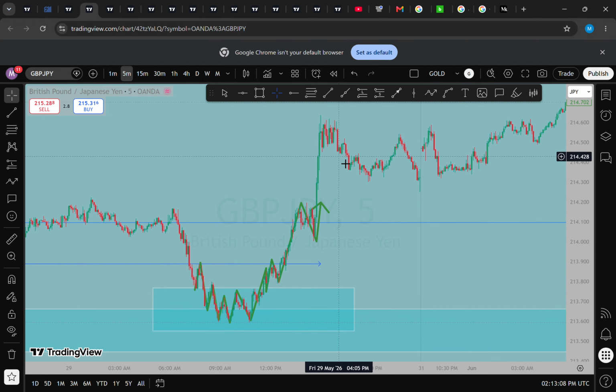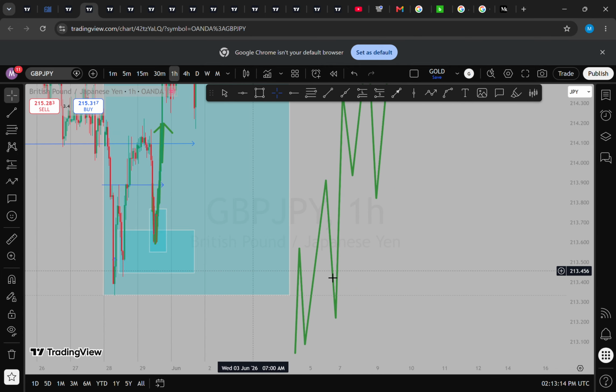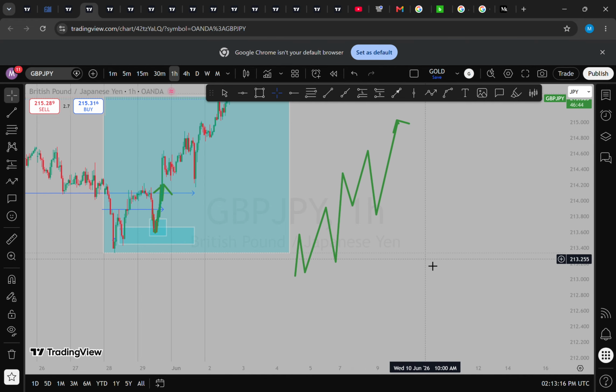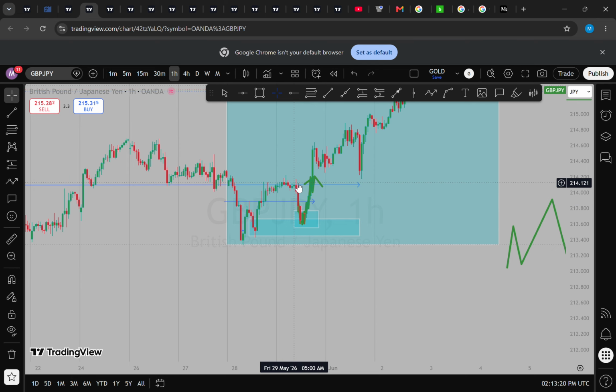So can you see now? If we go back to 1 hour, this is what we have on 1 hour. It's just a single leg on 1 hour, and we have a series of structures on the lower time frame, which is 5 minutes. So in that order, that's how you trade.